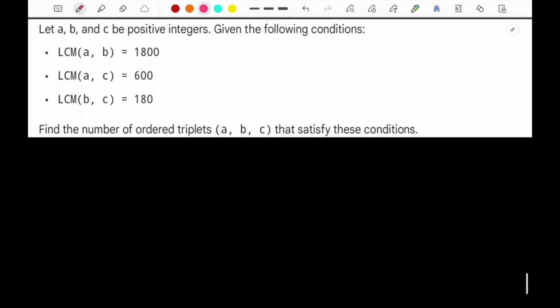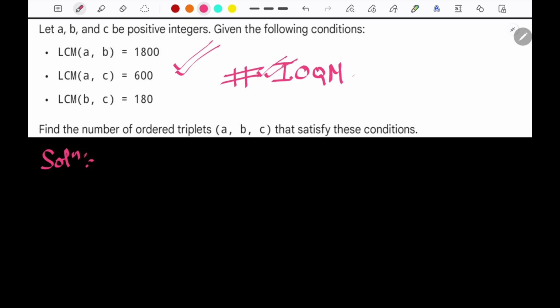Next, it says let a, b, c be positive integers. Given the following conditions: LCM of (a, b) is equal to 1800, LCM of (a, c) is equal to 600, LCM of (b, c) is equal to 180. Find the number of ordered triplets (a, b, c) that satisfy these conditions. Now again an amazing question, the best question for IOQ.